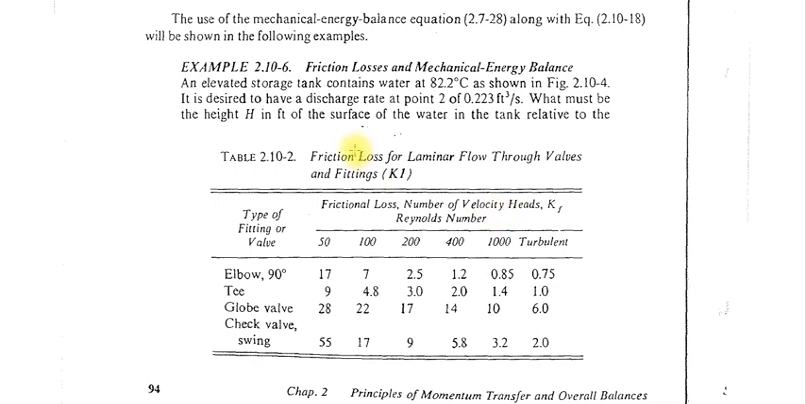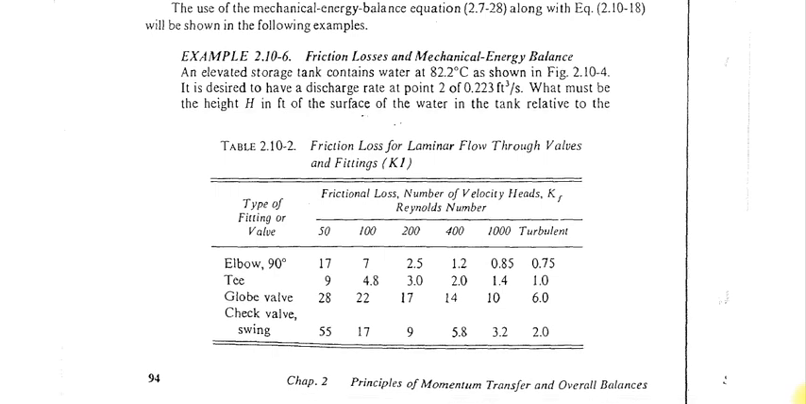So friction loss and mechanical energy balance. An elevated storage tank containing water at 82.2 degrees Celsius is shown in the figure. It is desired to have a discharge rate at point 2 of 0.223 feet cube per second. This is the volumetric flow rate at the discharge point. What must be the height h of the surface of water in the tank relative to the exit point?